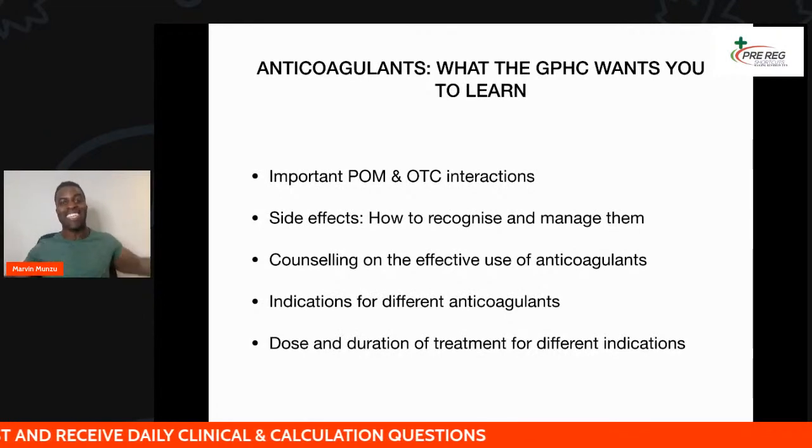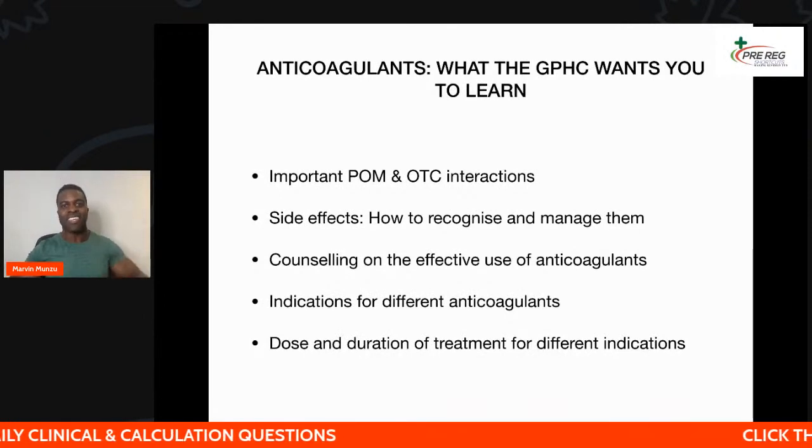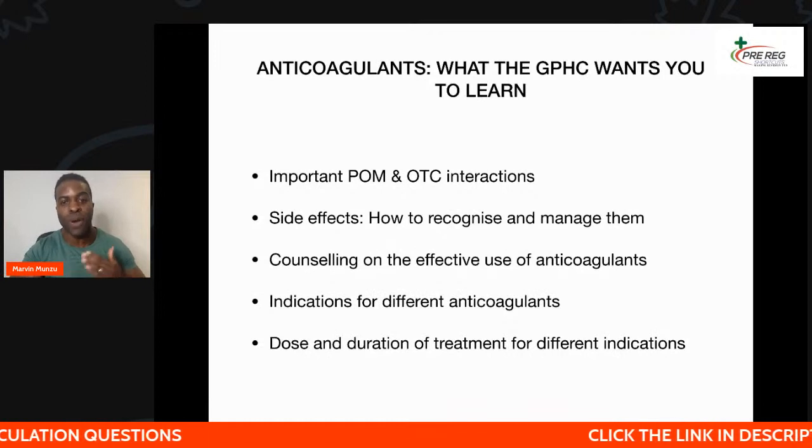So this is not just me. This is not just Marvin saying you need to know this stuff. This is the GPhC, right? This is from the GPhC.